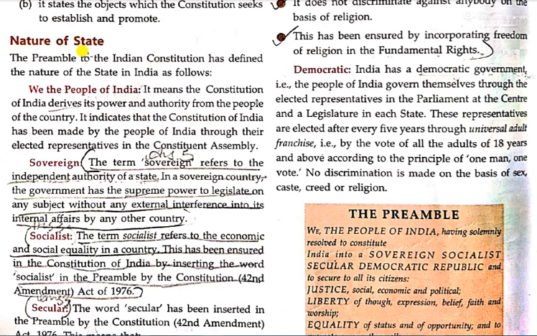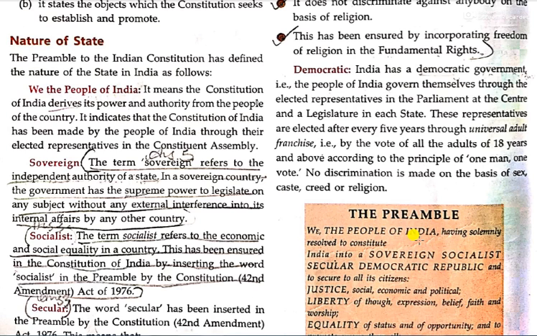Nature of state. The preamble to the Indian Constitution has defined the nature of the state in India as follows. So in the preamble of the Constitution, there's a description about the nature of the state, how the country should be, or what should be the nature of the country. So that description is mentioned in the preamble. Now we'll see. We the people of India. You can see here in the preamble the first line, we the people of India.